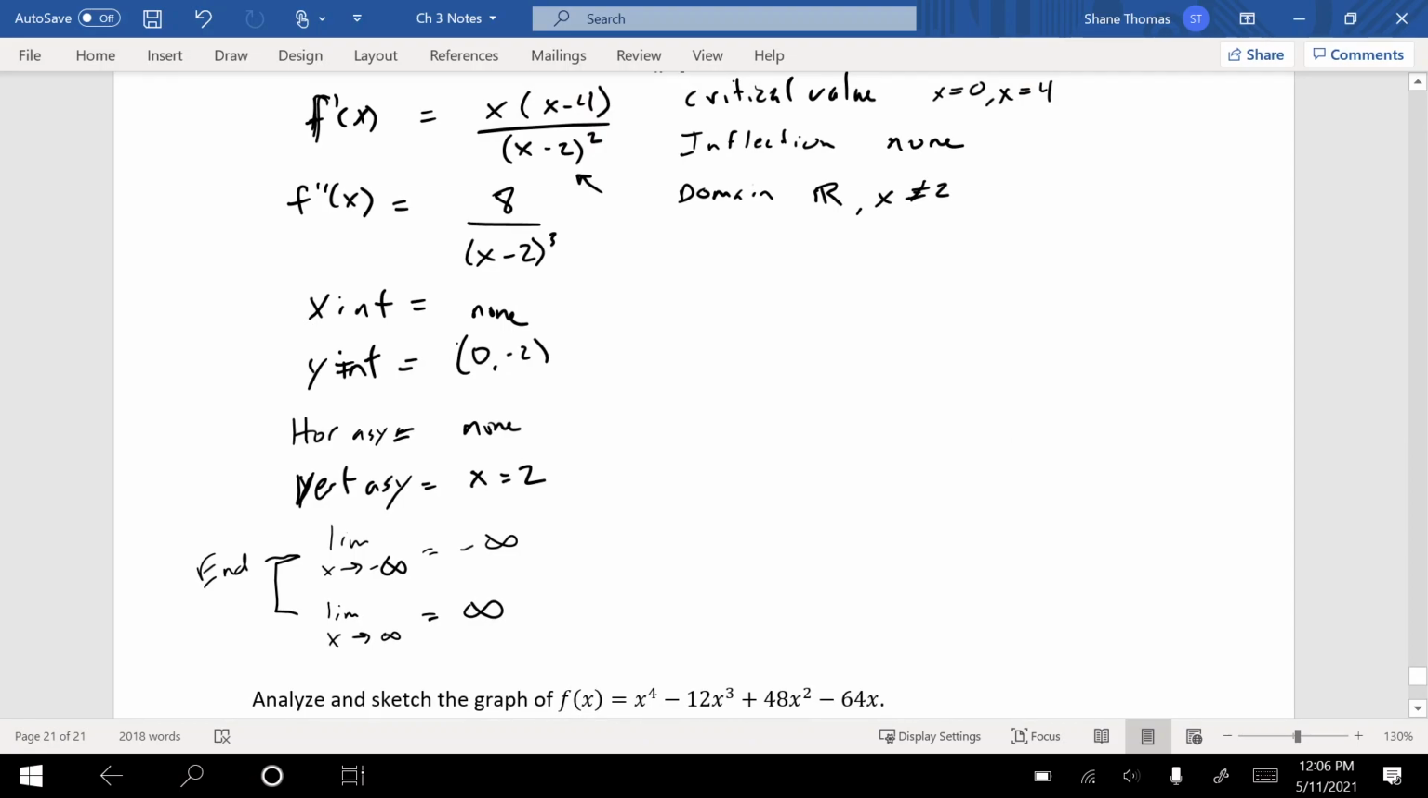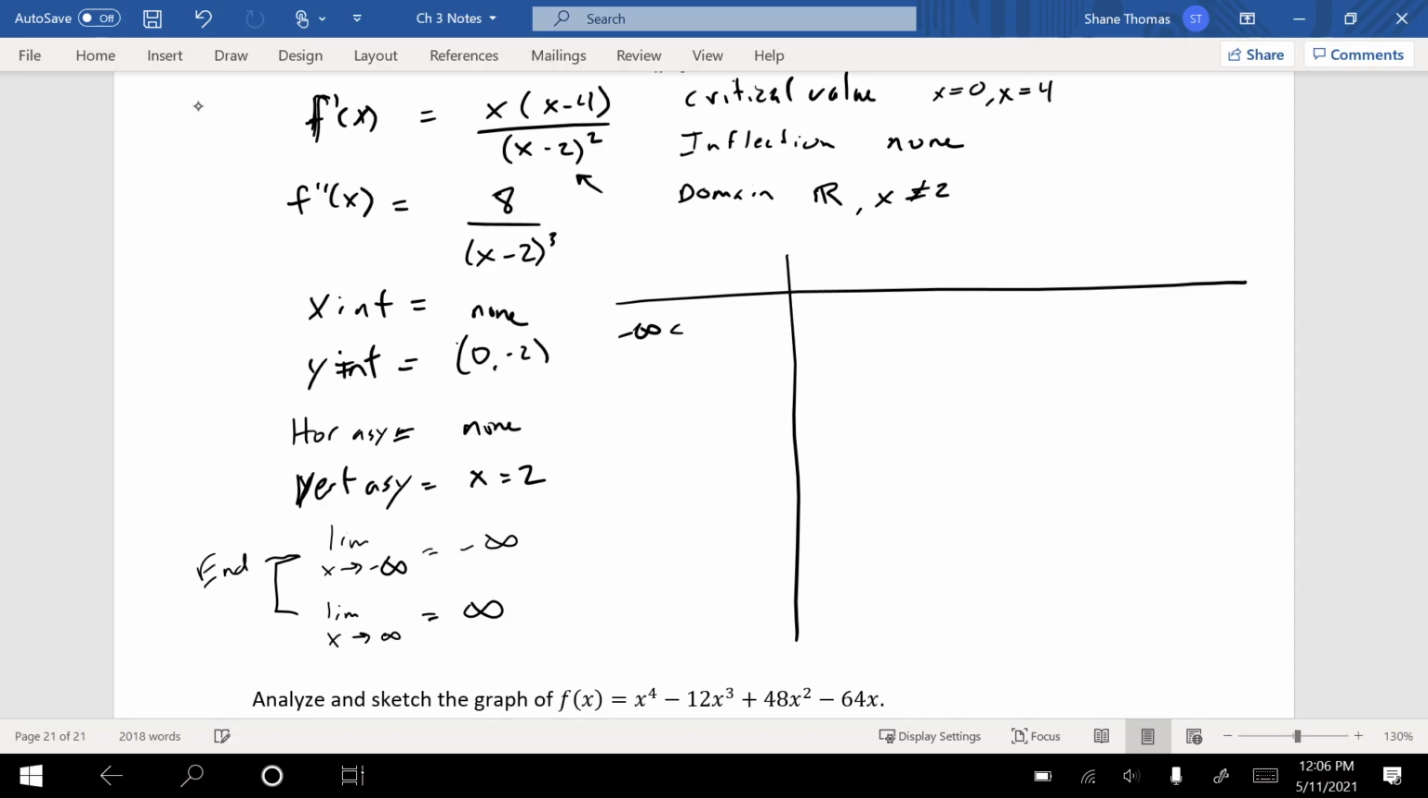All right, now we need our chart. We can do all our intervals. We have critical values of 0 and 4, but also the vertical asymptote at 2, so we're going to use each one of those. We'll go negative infinity to 0, at x equals 0, from 0 to 2, at x equals 2, from 2 to 4, at 4, and then 4 to infinity.